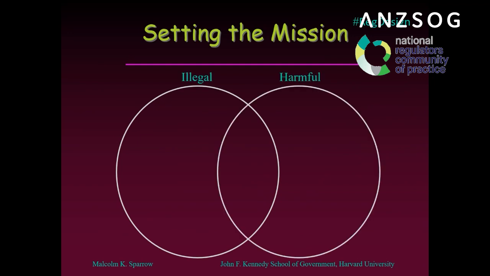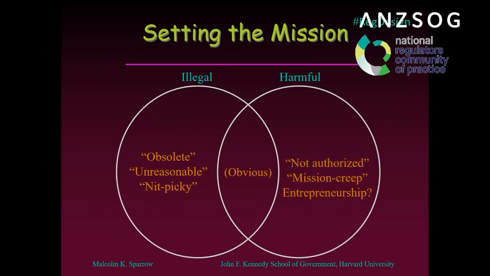But chapter one is about the well-known distinction between focusing on the rules, the legal model, or focusing on the risks, the expert model. You obviously deal first with the overlap. And if you dare to stray into the remaining crescents, there's jeopardy of different types. If you work on the left, they might say you're obsolete, unreasonable, and nitpicky, and there's really no risk attached. And they'll probably launch a deregulatory agenda in your honor. If you go over to the right, which seems to be where most agencies want to go these days, there's always the concern that it's unauthorized and mission creep and you're straying outside your statutory limits.